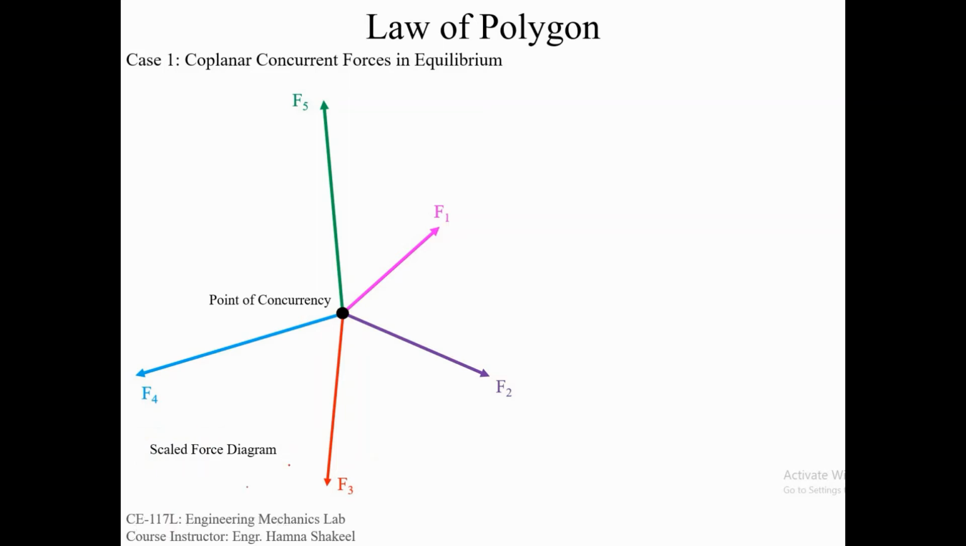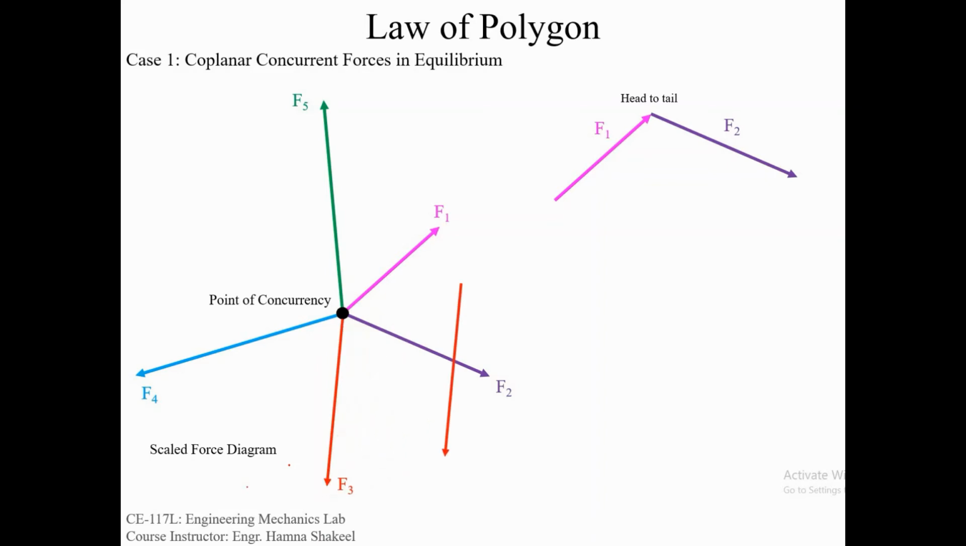Let's apply the law of polygon of forces on this system as per the head to tail rule. Starting with F1, redraw F1 in a way that you preserve both the direction and the magnitude of the actual F1. Then take your force F2, again preserving the magnitude and direction of F2, and connect it with F1 in a way that the head of F1 is connected to the tail of F2.